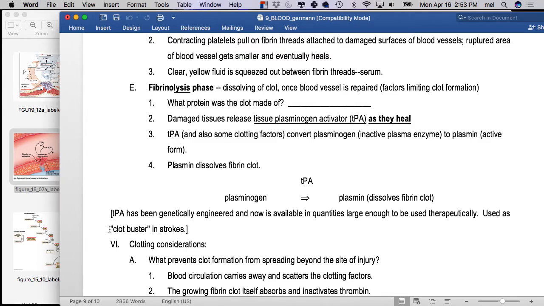And it's really expensive. So if you don't have good insurance, they're probably not going to give it to you, even after you have a stroke. So TPA, which is tissue plasminogen activator, is not a drug that they send you home with. This is a drug that is used for inpatient situations only.